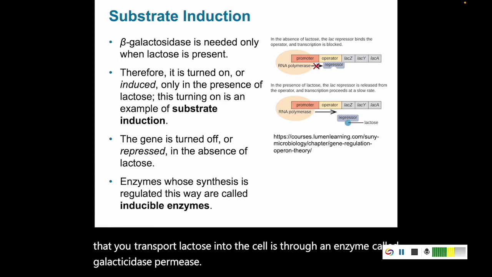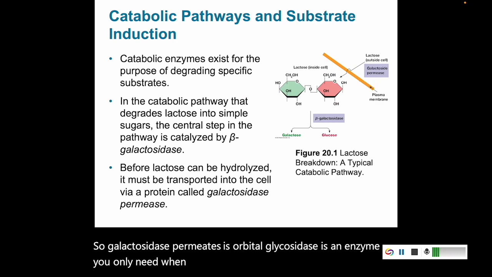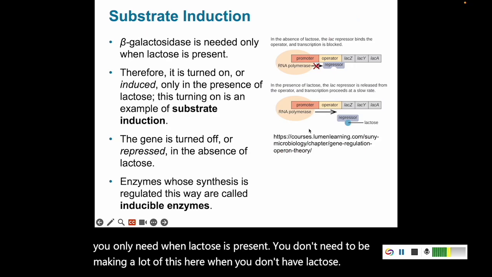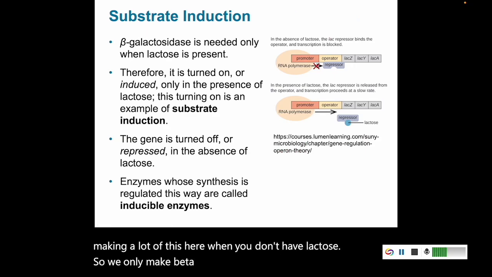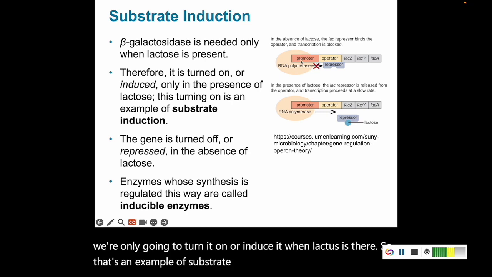So galactosidase permease or beta-galactosidase is an enzyme you only need when lactose is present. You don't need to be making a lot of this when you don't have lactose. So we only make beta-galactosidase when lactose is present. So we're only going to turn it on or induce it when lactose is there. So that's an example of substrate induction. So without lactose, these genes are not going to be expressed.